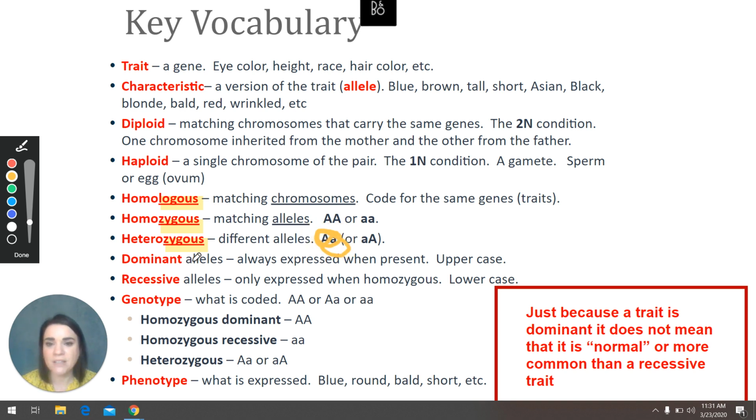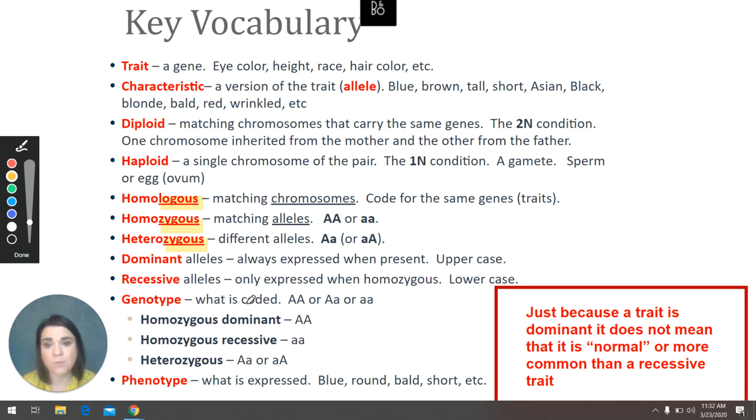Okay, so dominant alleles are represented by the capital letter, and they're always expressed when present. We talked about that today. Recessive alleles are lowercase, like this, and they're only expressed when it's homozygous, right? You only see the phenotype for the recessive allele if it's homozygous recessive. This is the only time that the phenotype is the recessive trait.